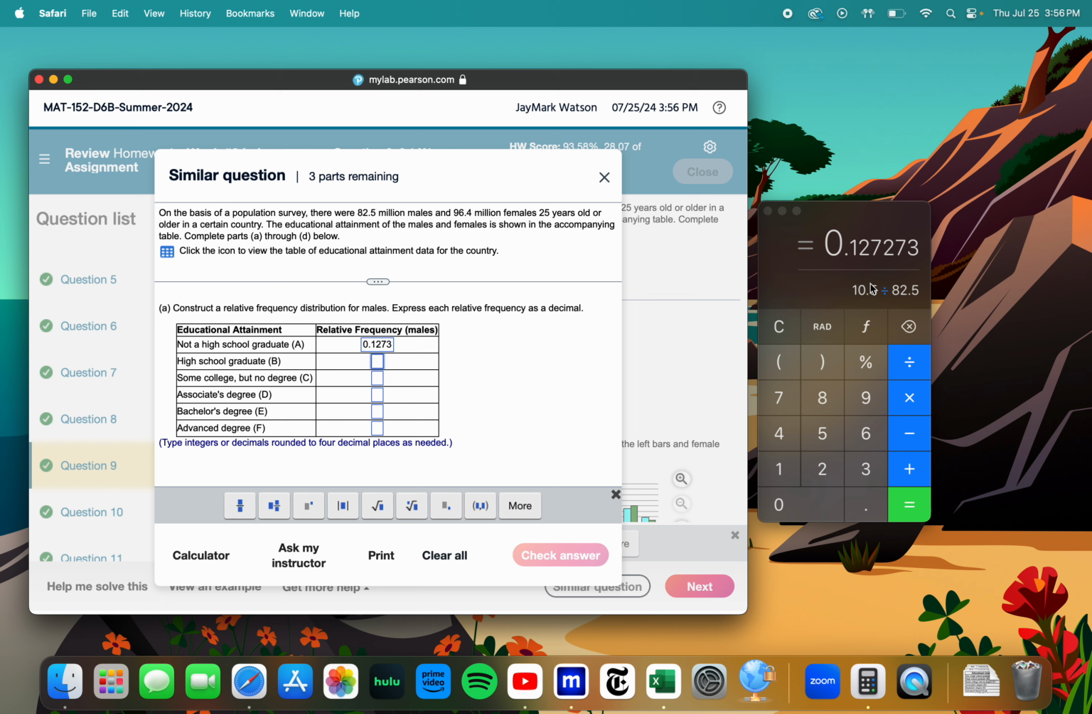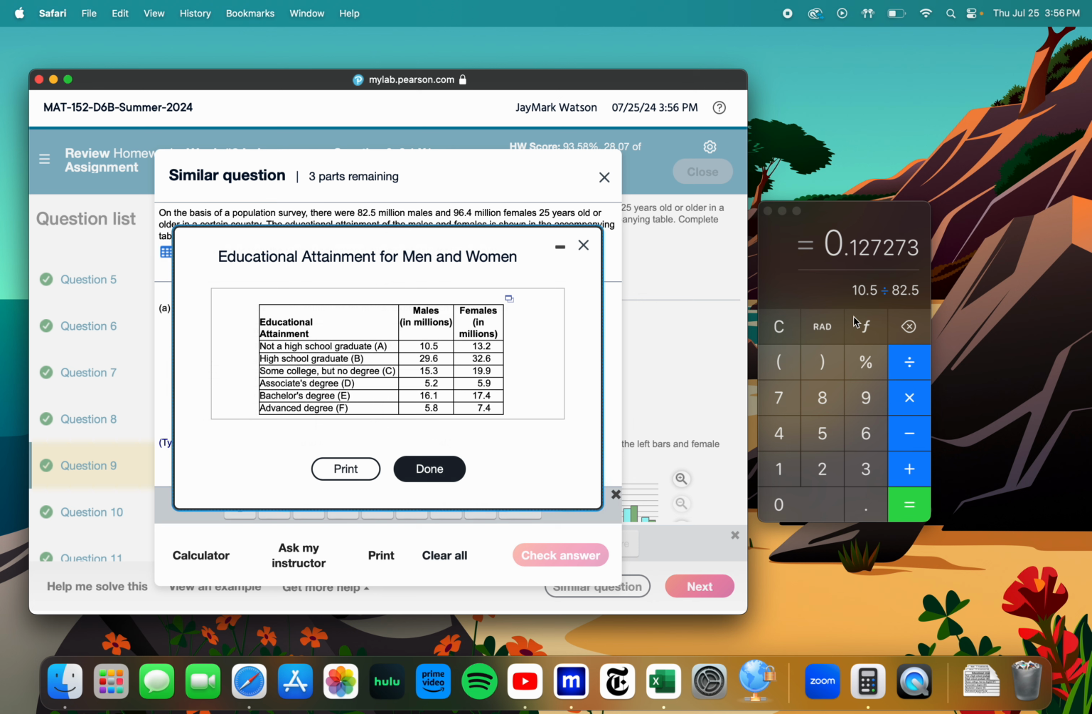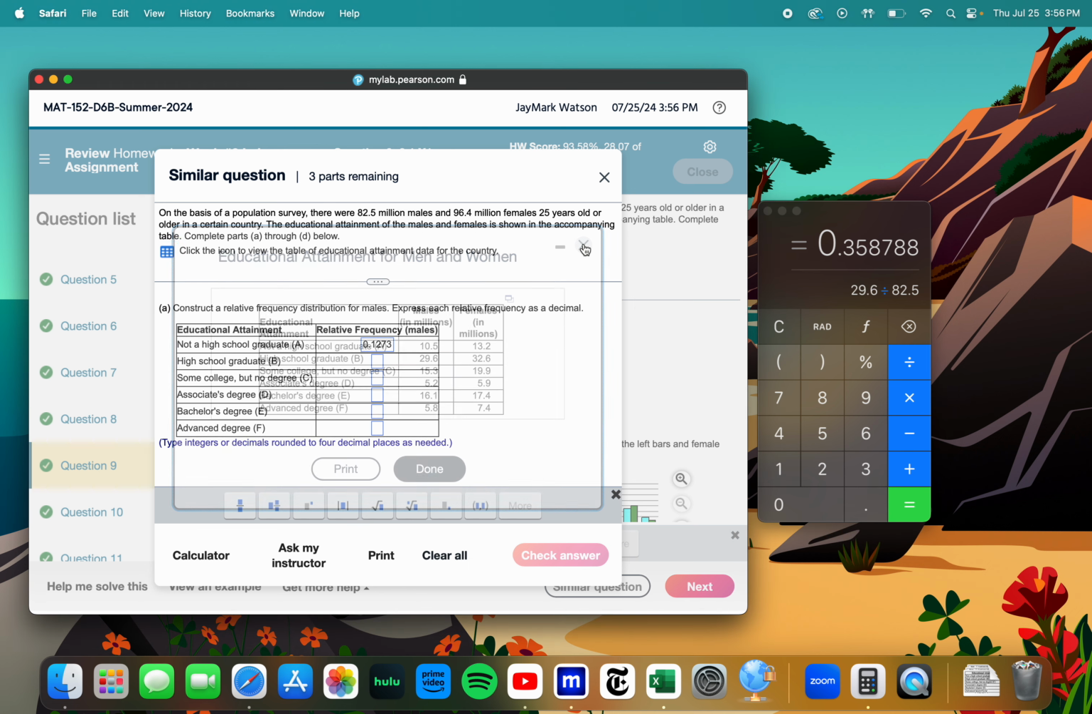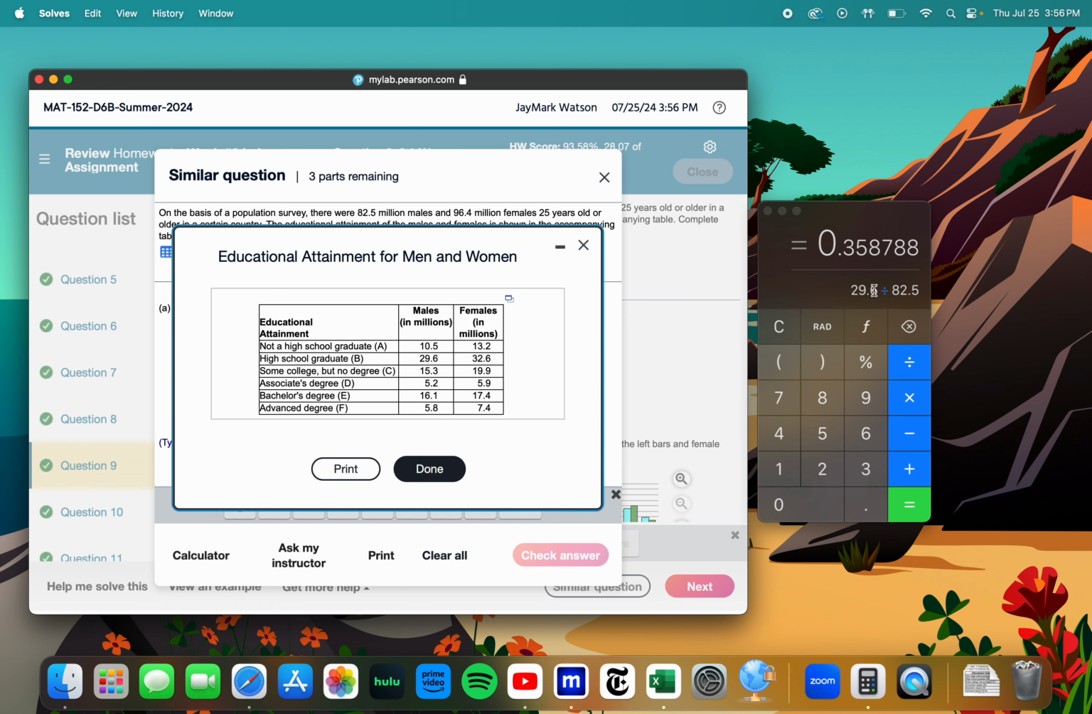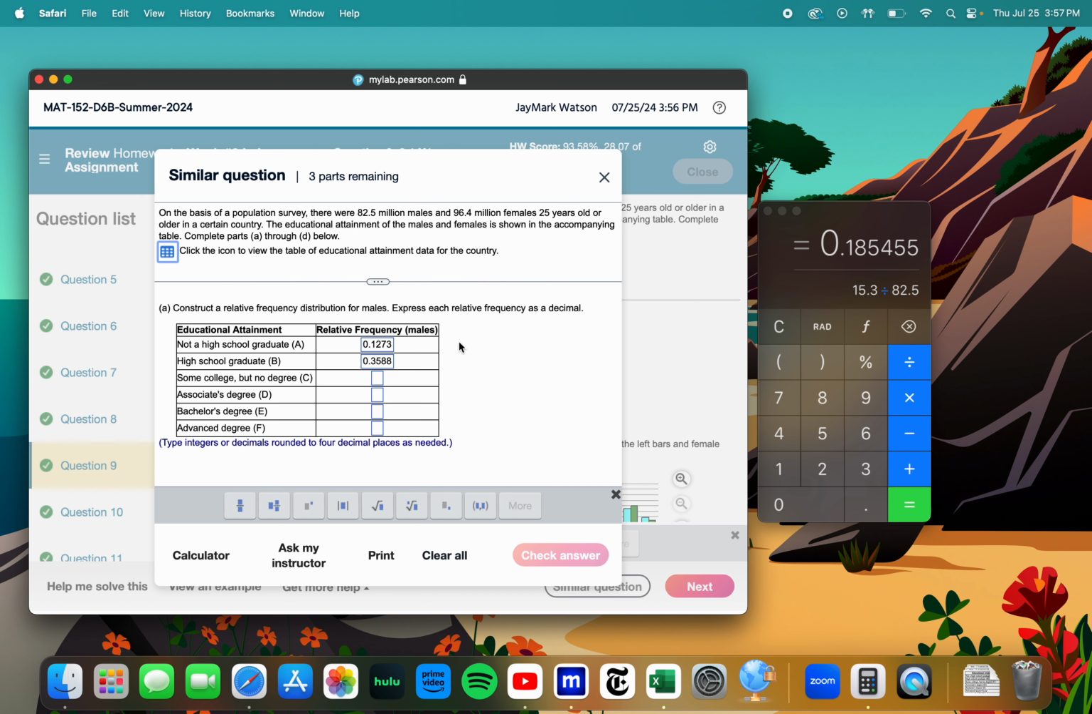So for the next one, let's go ahead and get this up. 10.5 and 29.6 gives us 0.3587, and you're going to round that up because it's an 8, and that's higher than 5, for those who aren't in the know. 0.3588. Then 15.3 gives us 0.1854, and that'll be 0.1855 because there's a 5 in the 5th spot here, so 0.1855.